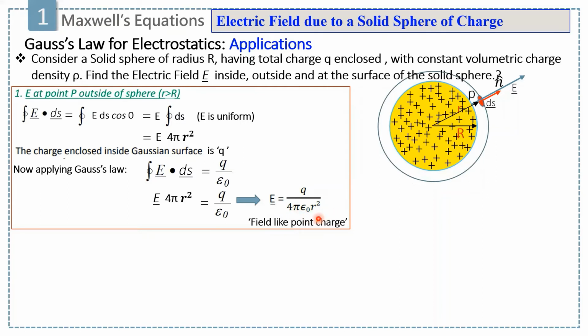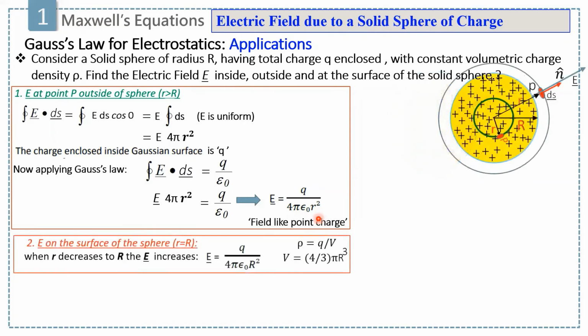Now, in the second case, we want to find the electric field on the surface of the sphere. So for that, if we decrease the radius of the Gaussian sphere up to the surface of the sphere, then we get electric field is equal to Q over 4 pi epsilon naught capital R square. And capital R is the radius of the sphere.